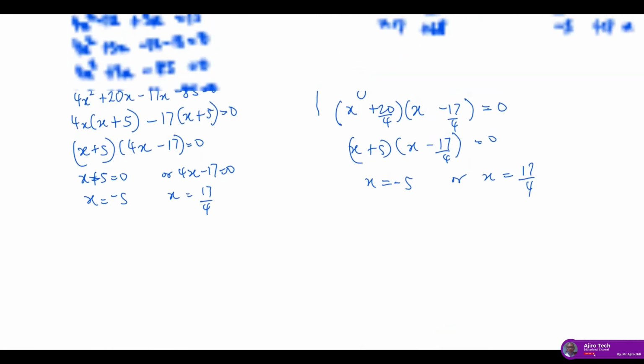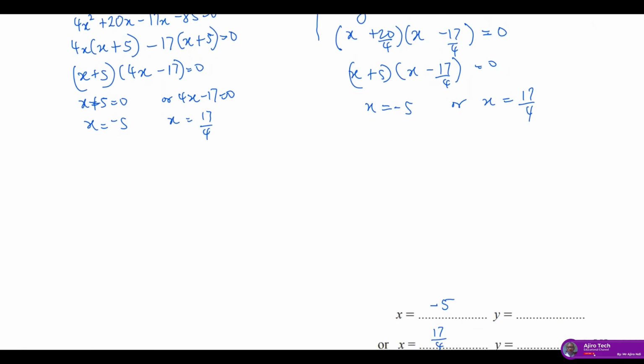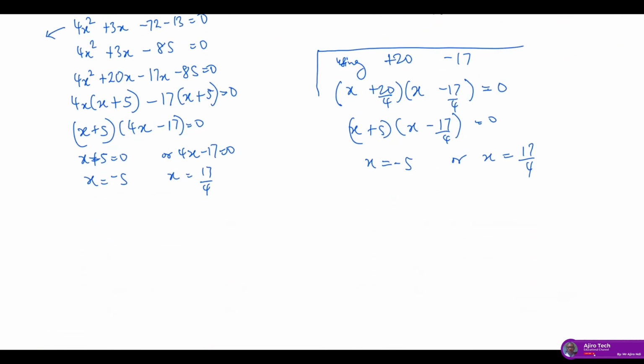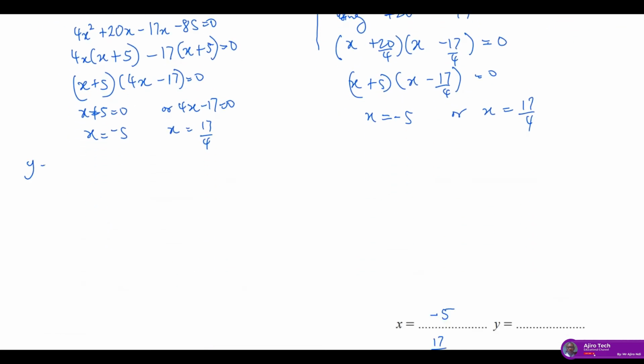And then the values of y. So when x is minus 5, don't forget that y is x squared minus 18. Then y is minus 5 squared minus 18, 25 minus 18, 7. In this case, y is 17 over 4 squared minus 18, which is 289 over 16 minus 18.